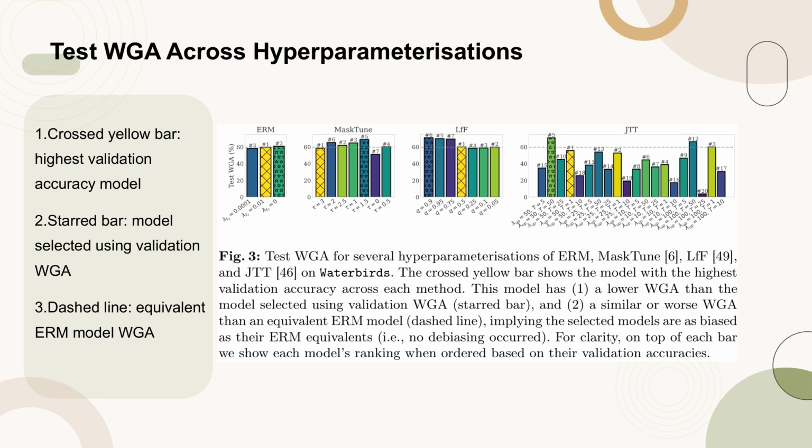Notably, this model exhibits 1. A lower WGA compared to the model selected using validation WGA, starred bar, and 2. A similar or worse WGA than an equivalent ERM model, dashed line. This suggests that the selected models are as biased as their ERM counterparts, indicating no effective debiasing occurred. For clarity, the ranking of each model based on their validation accuracies is displayed above each bar.